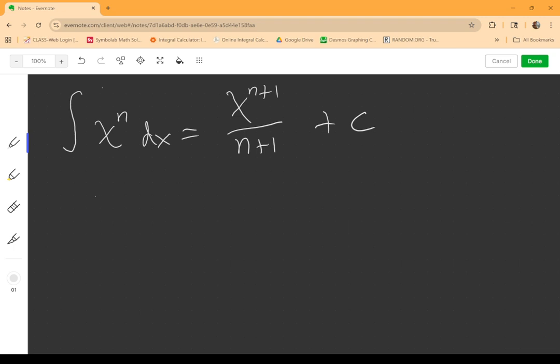For 1, 2, 3, 0, it's just a constant, right? Half, 2/3, -2/3, -3. It really works for all these values except for -1. Whether it's rational or irrational, it will never work for this value, n is equal to -1.